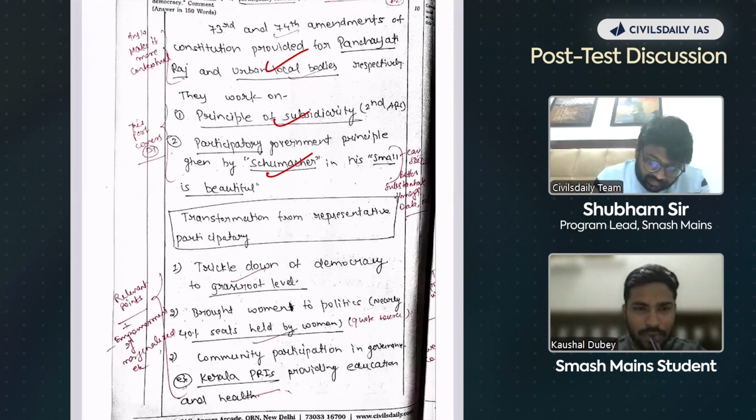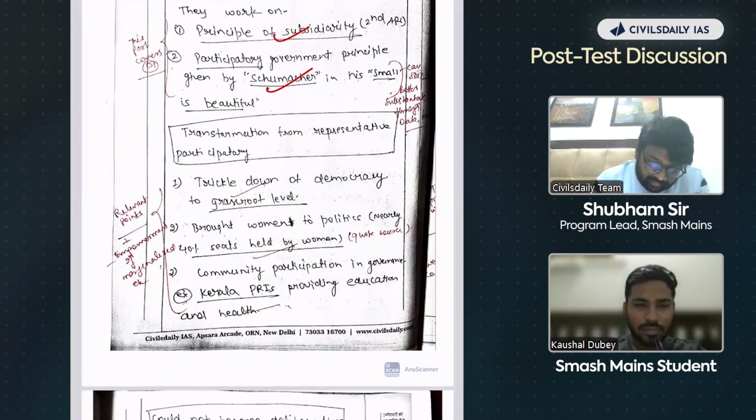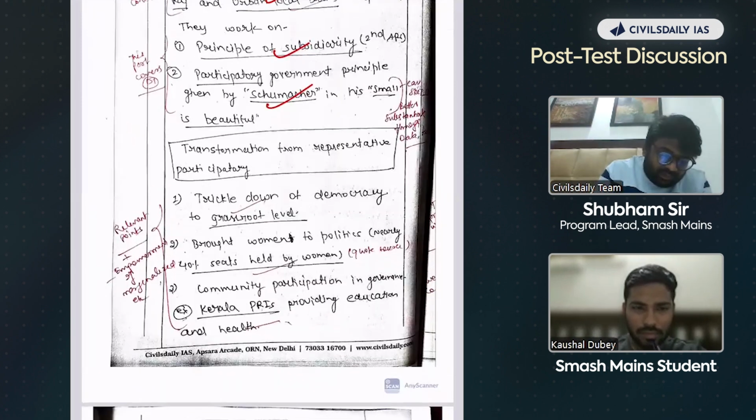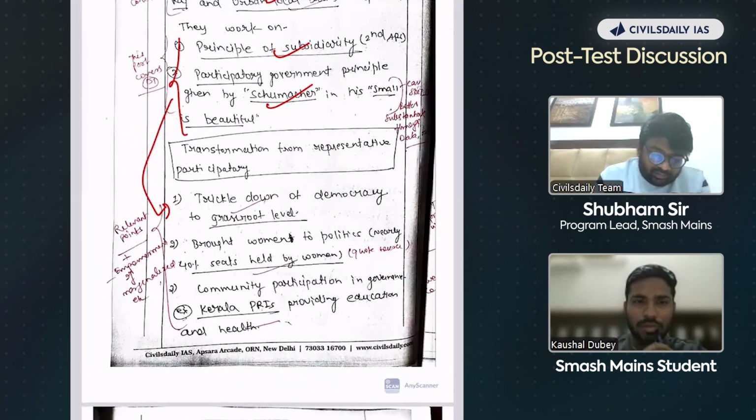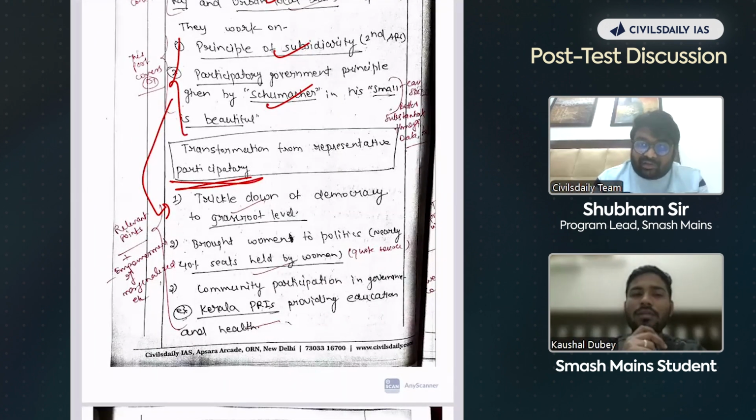Transformation from representative to participatory. Okay, trickle down democracy characteristics. These two points can come under this only. No? Participatory only we have mentioned. No, I mean, the one you put in the introduction above. But those points could have come under this, right? They can be part of the main body.